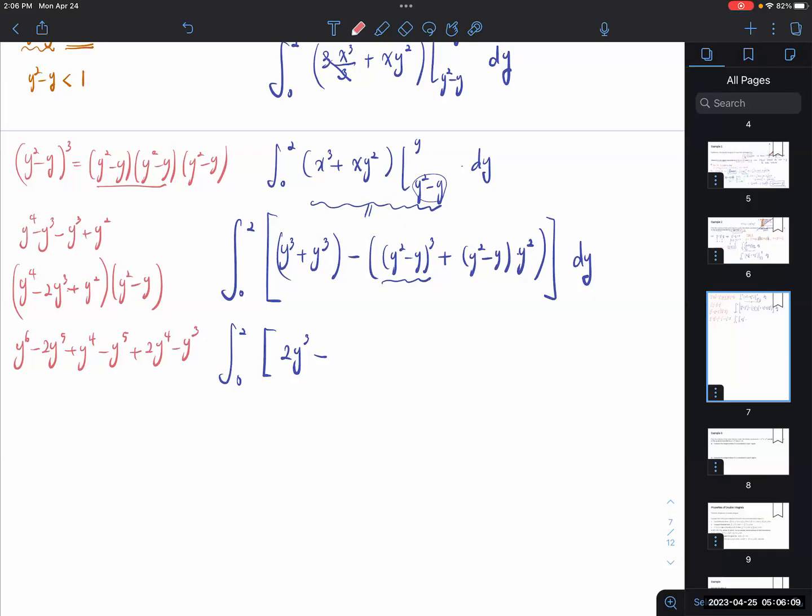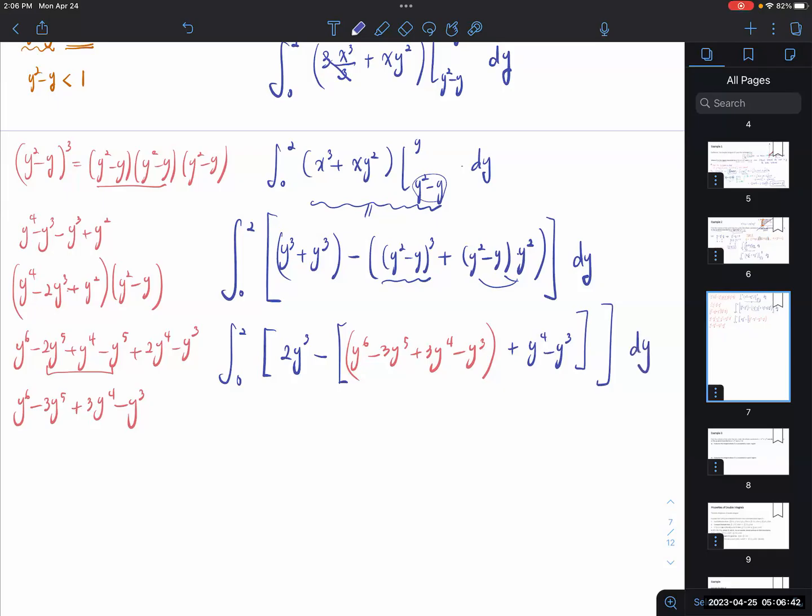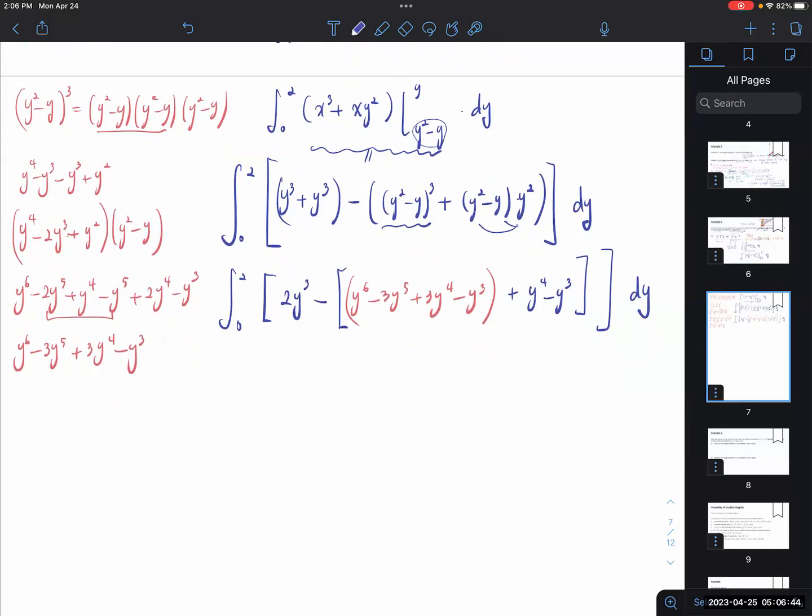Okay, let me combine like terms. Y to the 6th, 5 family, and 4 family, and 3 family. That's here. So I have y to the 6th, 3y to the 5th, 3y to the 4 minus y cubed. Sorry. So that's what happened. And we have this part plus y to the 4, y cubed. Okay, I got it. Okay, a little bit of work.